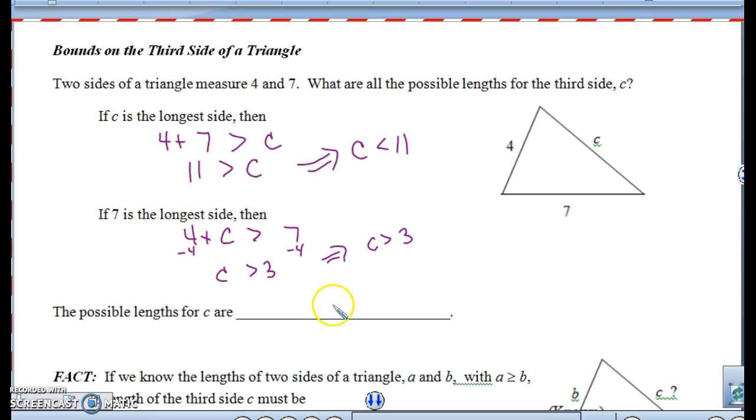Now, we usually write that as a single compound inequality, with C in the middle. C has got to be less than 11 and greater than 3. So the values of C fall between 3 and 11. So my C value here could be 6. It could be 7. It could be 5. Any value that I plug in here, any sum of any two sides will be greater than the third side. So the values of C would have to fall between 3 and 11.